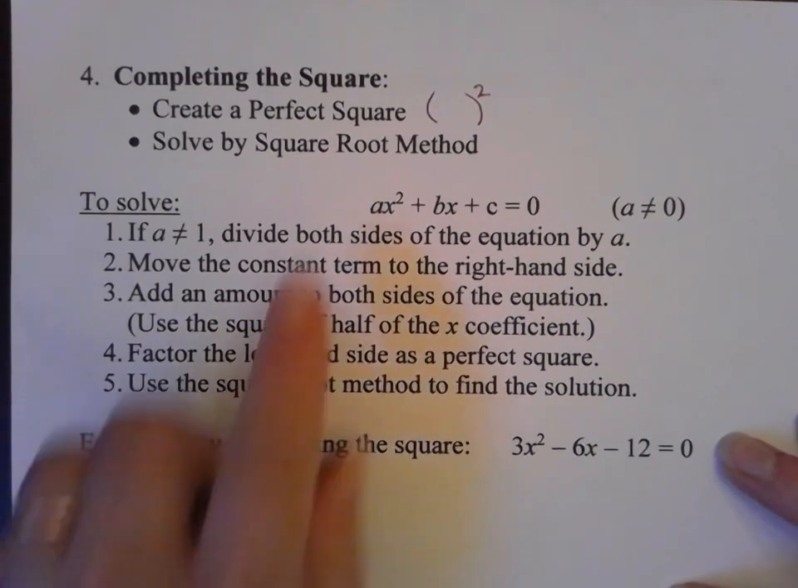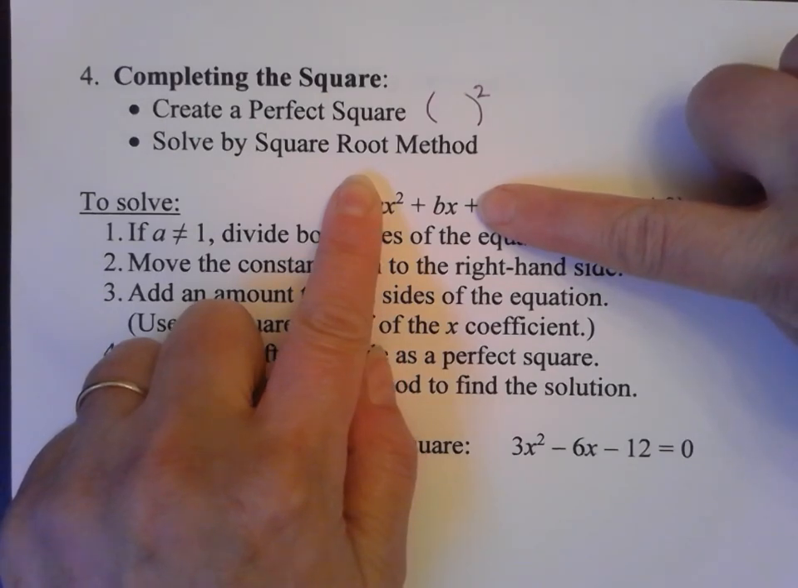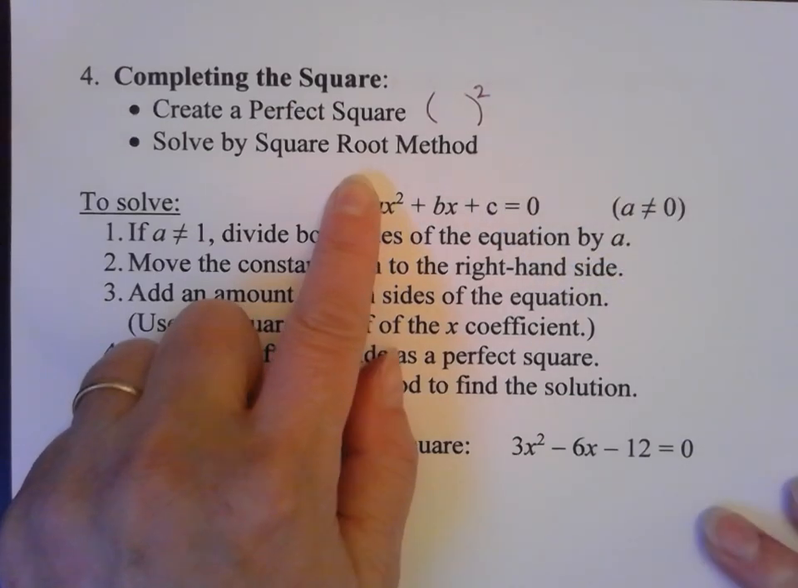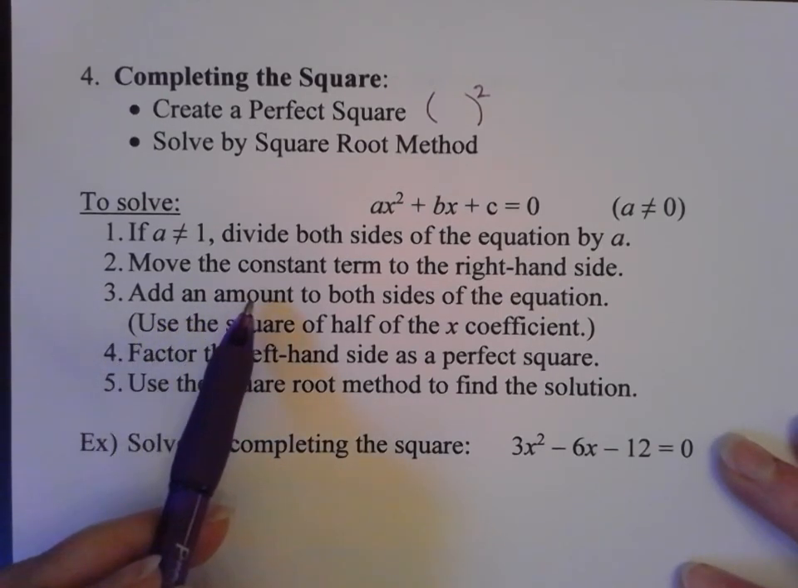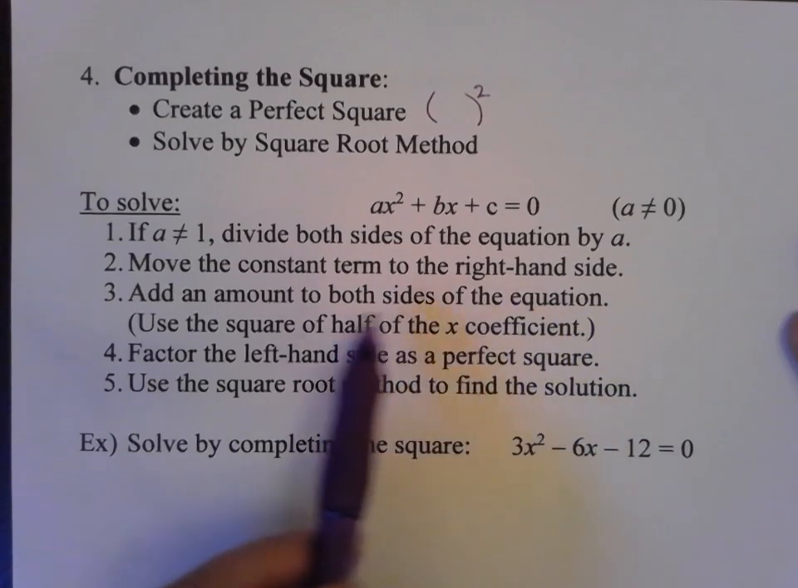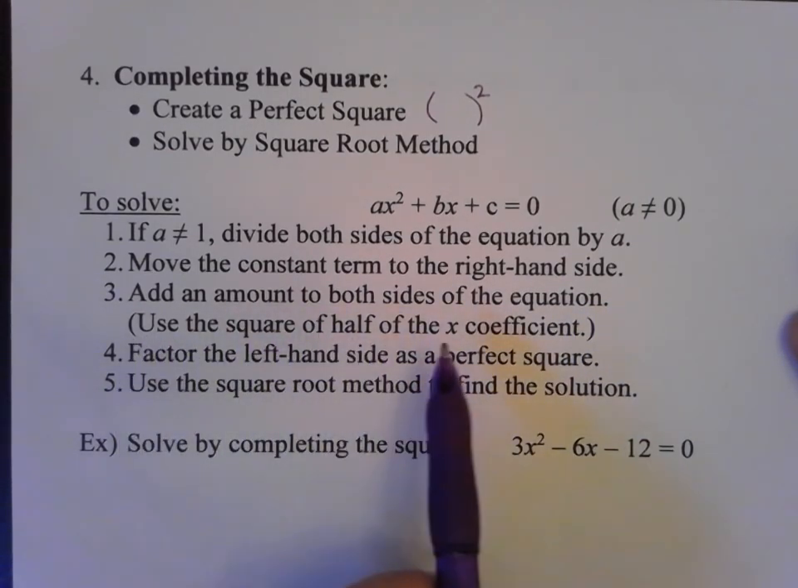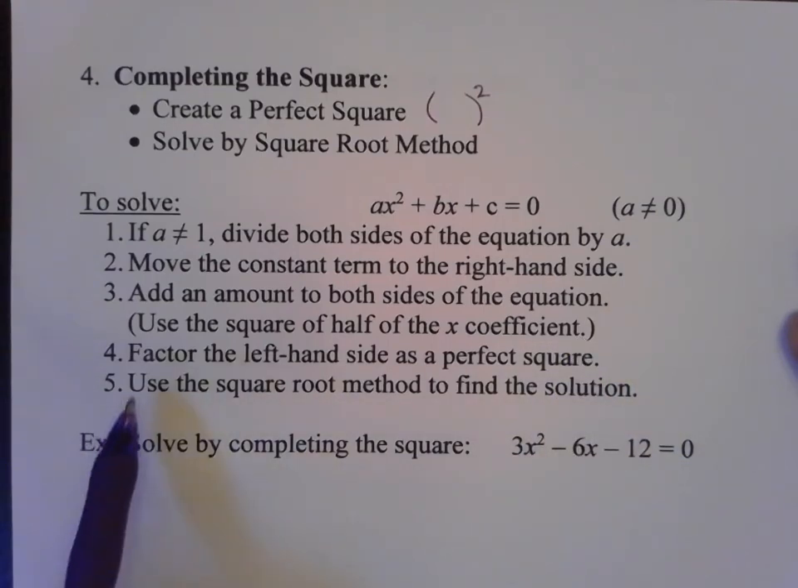Once we've done that, we've gotten the a out of the way and we've moved the c out of the way, we have something that looks like x squared plus a number times x. And that's what we're going to turn into the parentheses squared, or the perfect square. So once we have x squared plus something like bx, we're going to add a number to both sides of the equation. We're going to talk about how to choose that number in just a second. That relates to what this parentheses says here: we can use the square of half of the x coefficient. I'll explain that in a second.